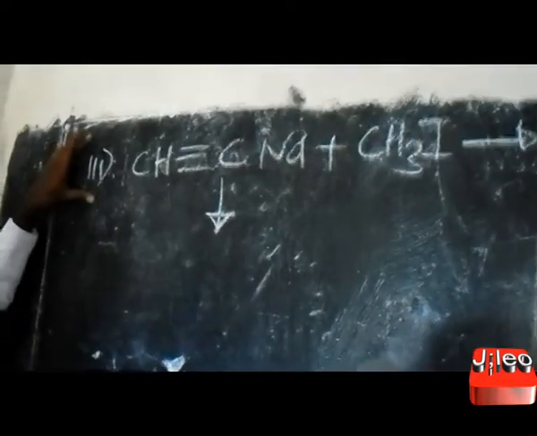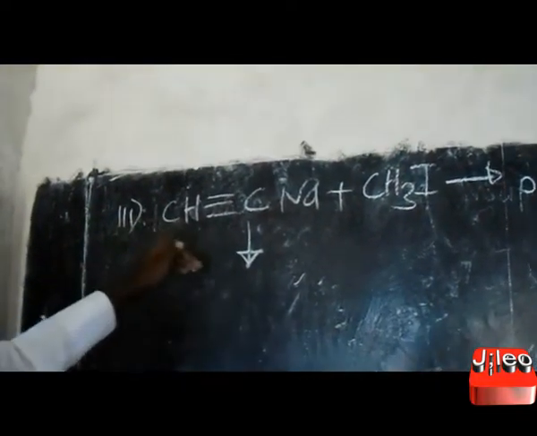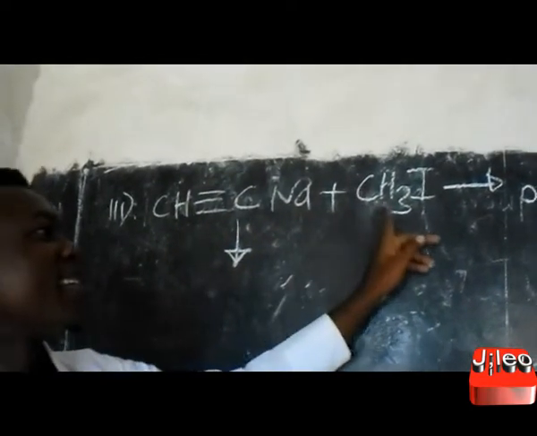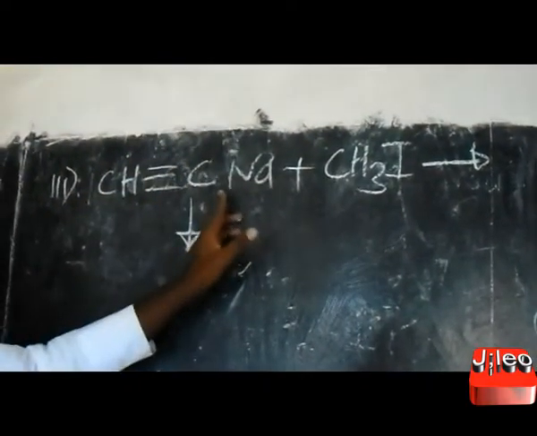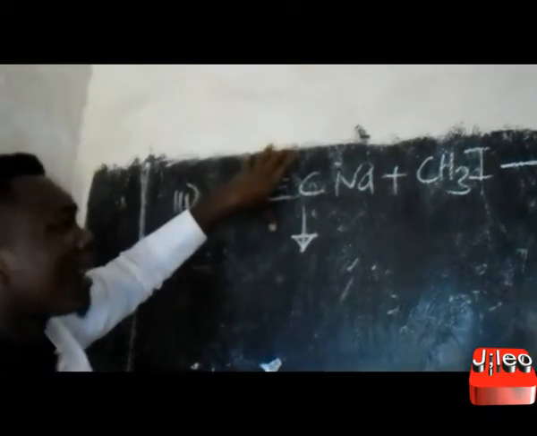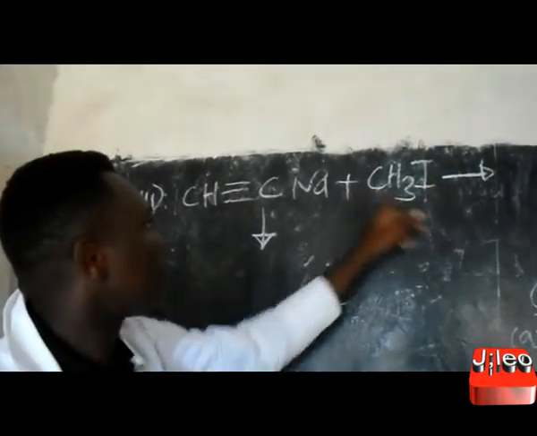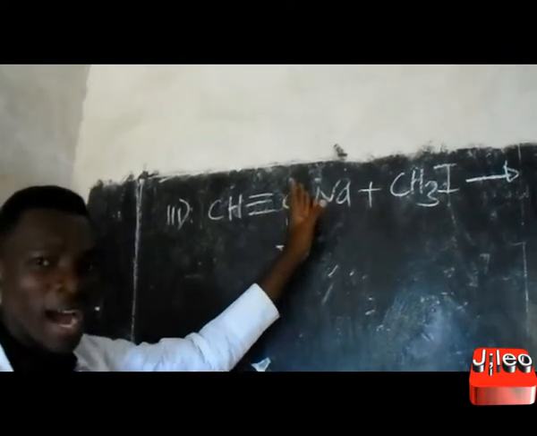Come to Roman 3, about the questions from part C, which is CH triple bond C sodium plus CH3 iodide. So now we found the following issue here, and sometimes the reaction will occur because it is of course an alkyne, but we have sodium here and we have an iodine. So this sodium will be a good leaving group. So now it will be terminated out.